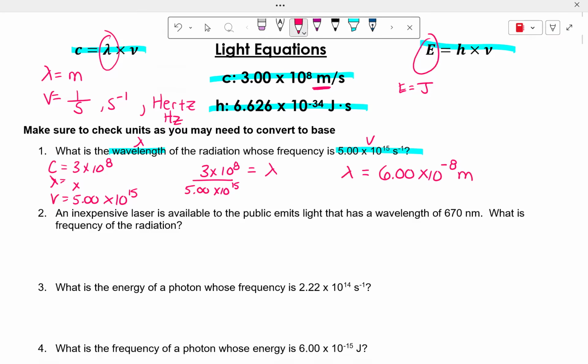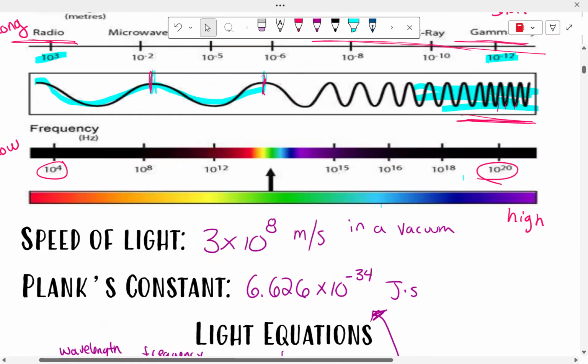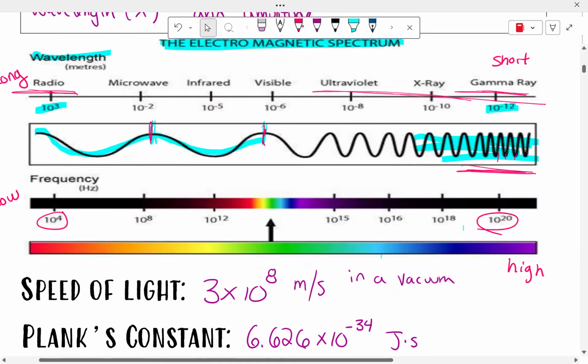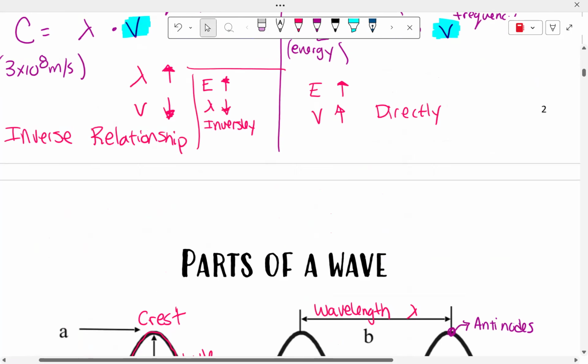And you can check if that makes sense if we go back to this chart here. If we look, 10 to the -8th and 10 to the 15th, those kind of align right here, right? And so that is a logical calculation.